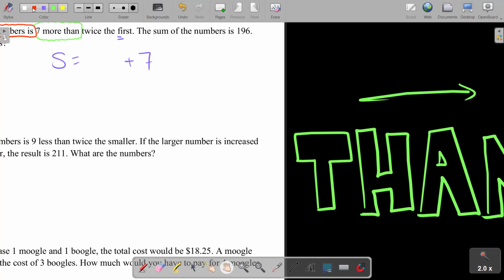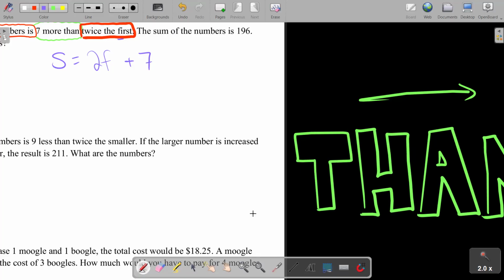And now my last chunk, I'm going to put it in another red box for you, is right up here. How do you write twice the first? 2F, done. And poof, presto, you now have an equation. You have an equation that states that the second number is exactly 7 more than twice the first. And now we need to go again.